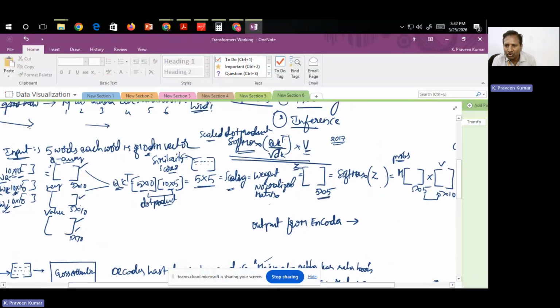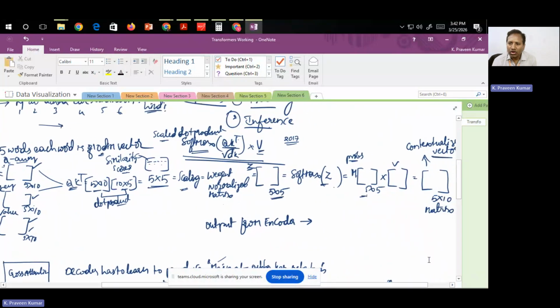Okay, so its size is 5 cross 5, and you are passing this Z to the softmax. No dimension will change, but they will convert it into probabilities, and you got this 5 cross 5. Assume it as a matrix, and ultimately you are multiplying it with V. V is 5 cross 10, so 5 same, and you are going to get 5 cross 10. So this is the 5 cross 10 matrix. This is my contextualized vector you got.